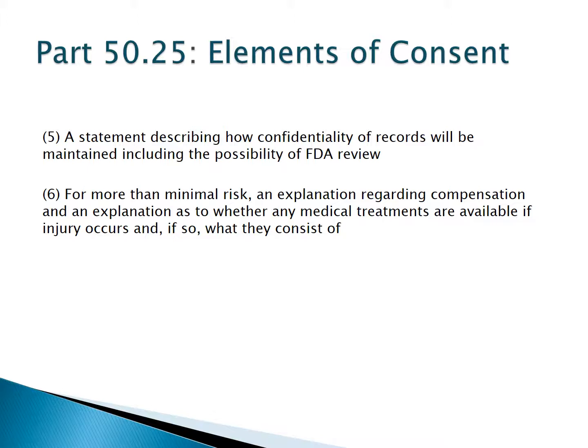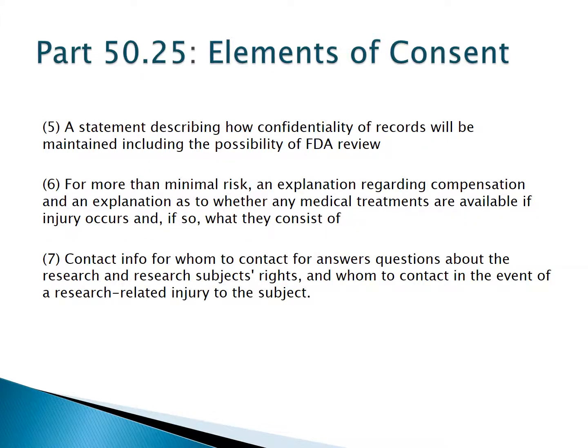If there's more than minimal risk, an explanation regarding compensation, and an explanation as to whether any other medical treatments are available if the injury occurs. So if there is risk involved, and that's been explained to me in the consent form, I also need to know what will happen if I actually have an adverse event. Something bad happens, I have a side effect. What are the treatments going to be? Are they going to cost me money? And so that's an important consideration.